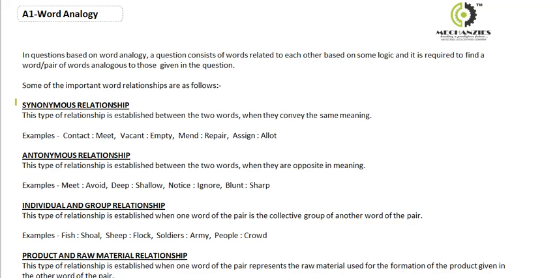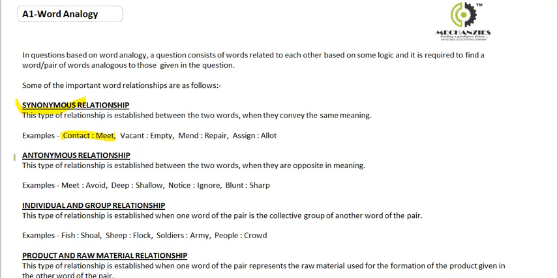Firstly, the synonymous relationship. In this type of relationship, when the two words convey the same meaning, separated by the proportionality sign or that analogy sign, then it is called synonymous relationship. For example, contact and meet. In this, we can see both have the same meaning. Similarly, vacant and empty, mend and repair, align and allot.